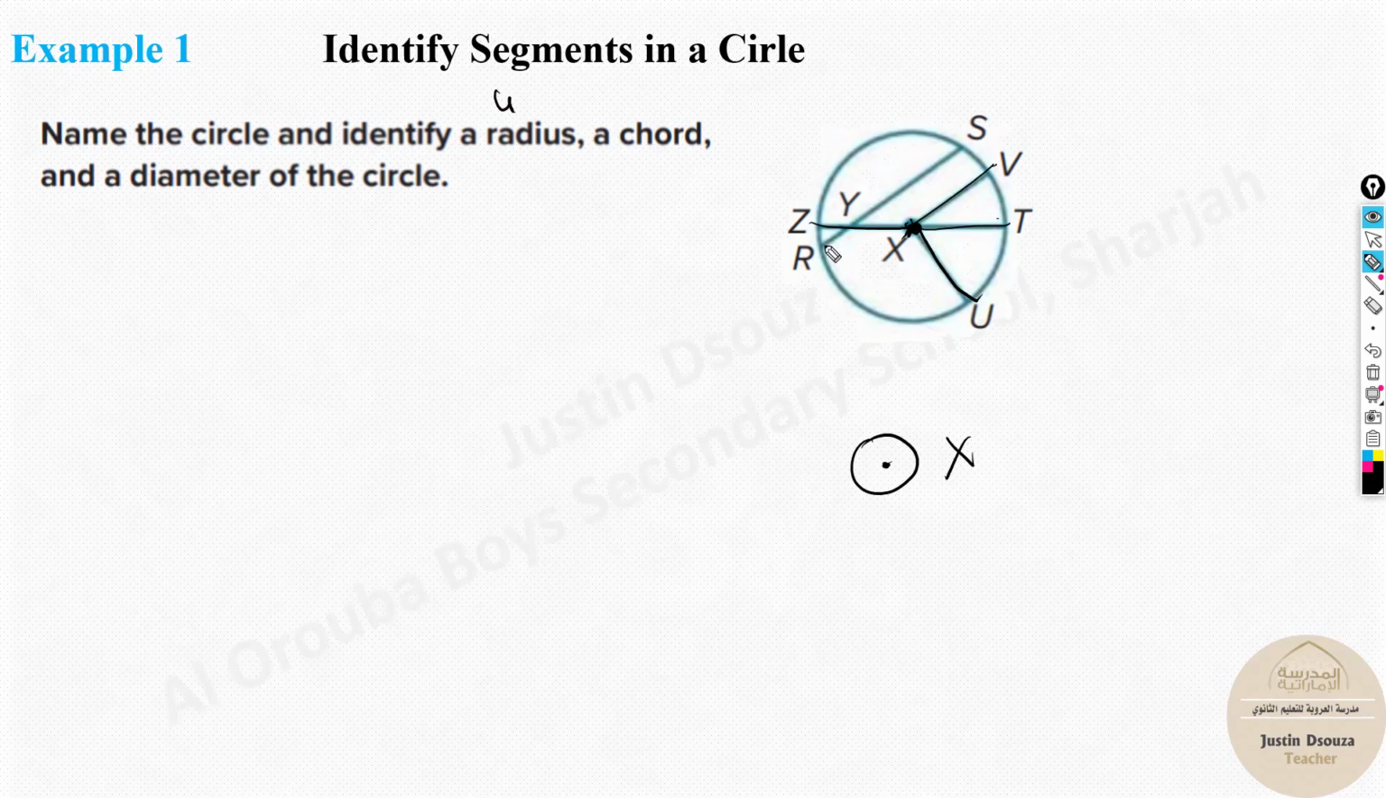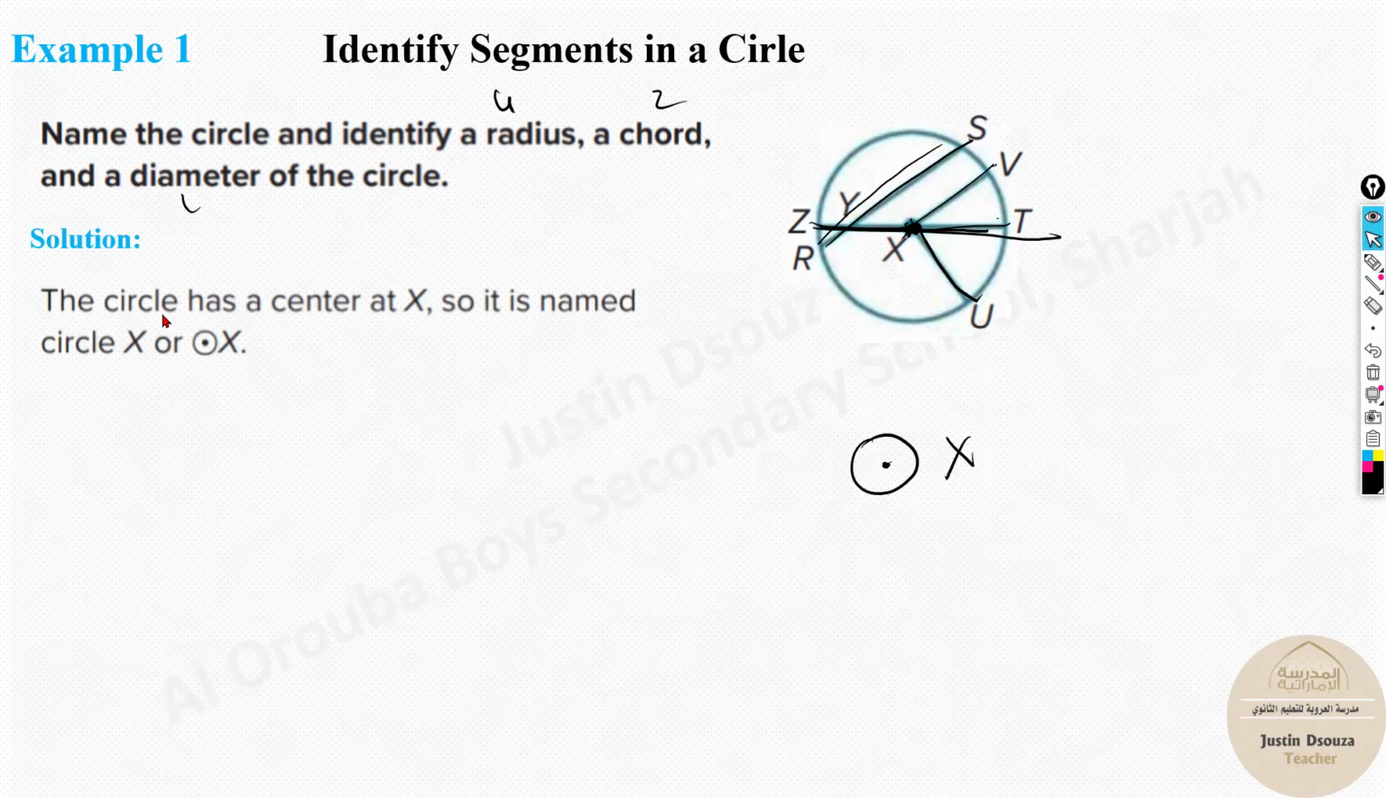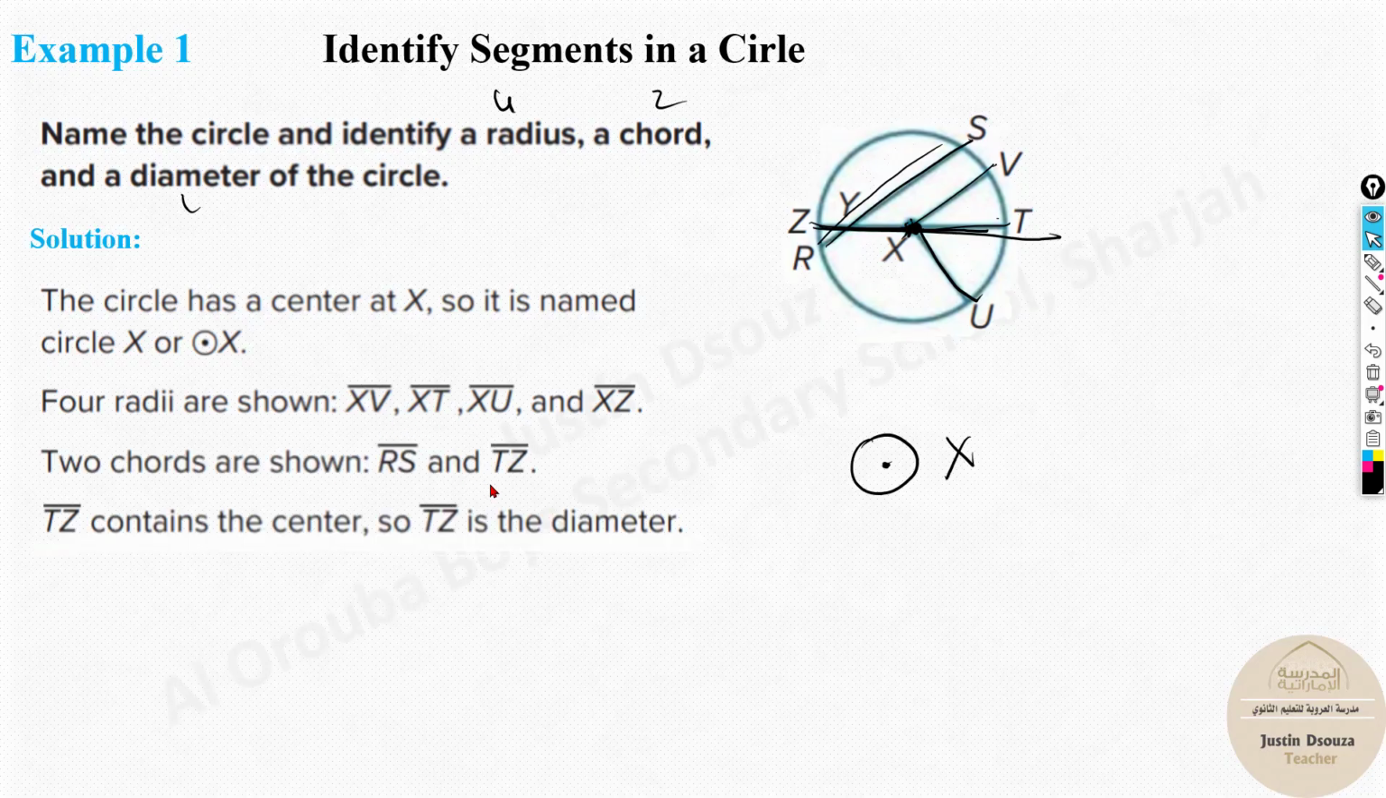What about chords? There is one chord over here, rs, and there is a diameter zt, which is also a chord. So there are 2 chords. And what about the diameter? There's only one diameter, zt. So these are the answers. Easily you can see them and write them out. So this is what we call the center. Whenever we mention a circle symbol and any letter, that means that's the center point. And then there are 4 radii, which we saw, 2 chords and 1 diameter.